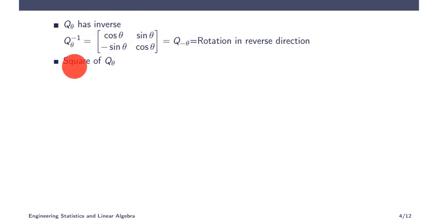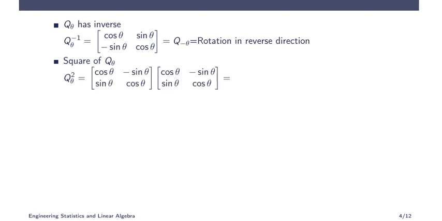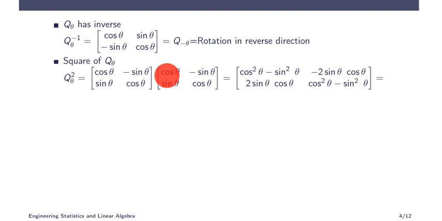Now the second property is the existence of the square of Q theta. If you take the square of the Q matrix, what will that be? Q theta square will be cos theta, minus sin theta, sin theta, cos theta, multiplied by itself. Multiplying the first row with the first column gives cos square theta minus sin square theta. Then first row with second column gives minus, taking 2 times outside, 2 times sin theta cos theta.